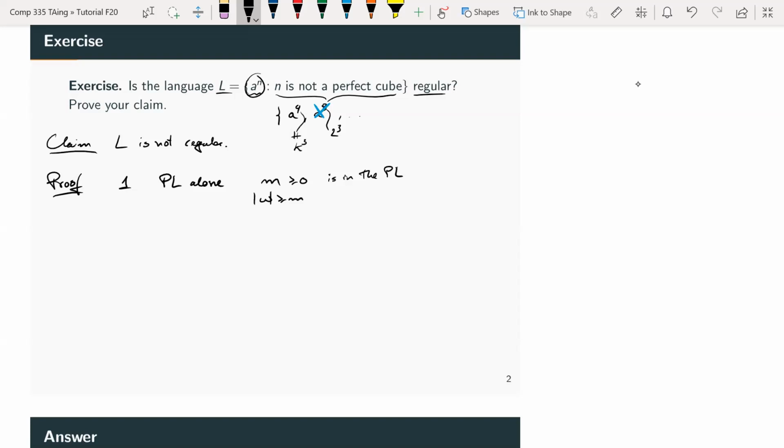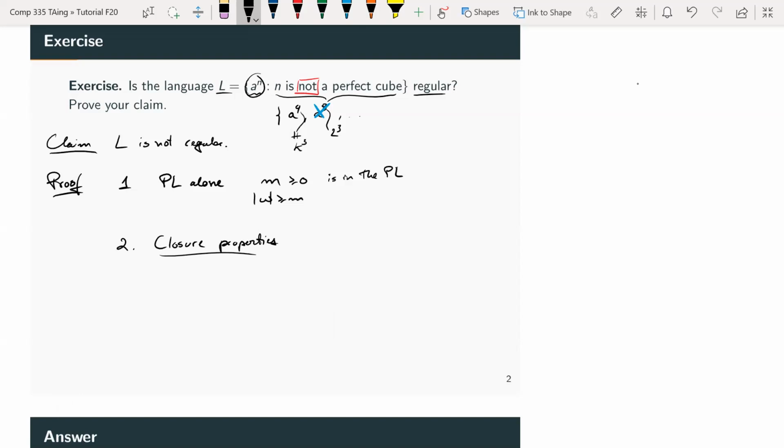You can do it, it's possible, but it's going to be a lot easier if we use the closure properties first. Another hint why we would want to use the closure properties is that you have a negation here. The not a perfect cube is a hint that you might want to use some form of closure property.